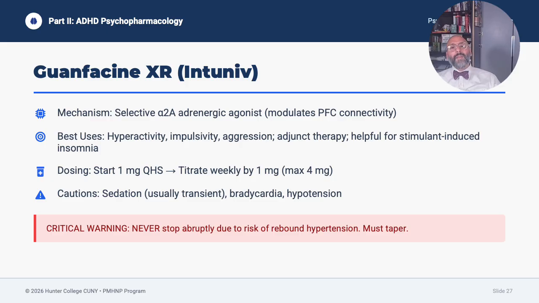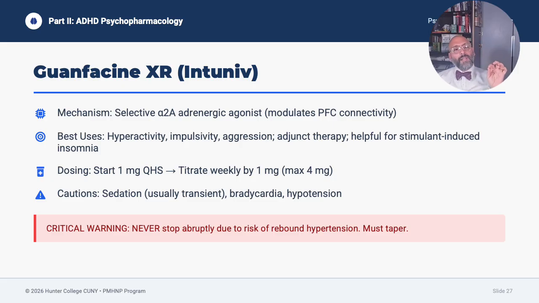Now, the most common side effect on this medication is sedation. Importantly, it's usually transient. And the other thing to watch for is bradycardia, hypotension, and occasional dizziness, so maintain adequate hydration with this as well. It's often why you check baseline blood pressure and heart rate, and then you recheck it during the titration period.